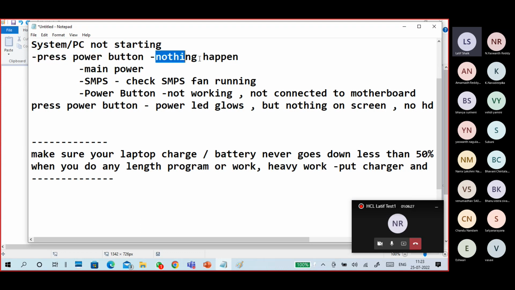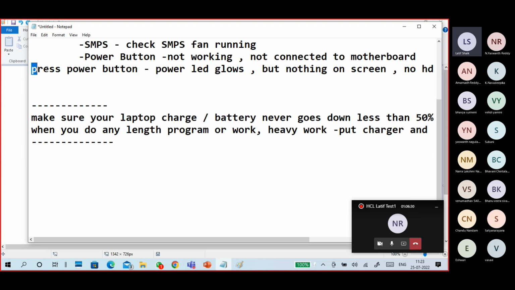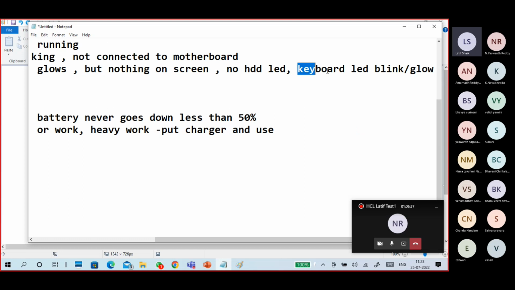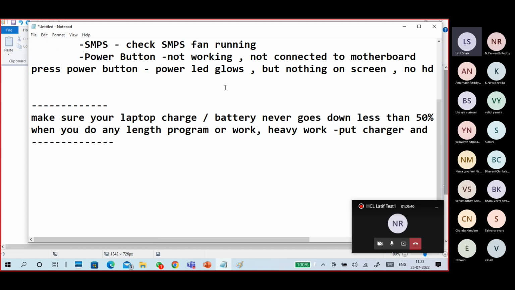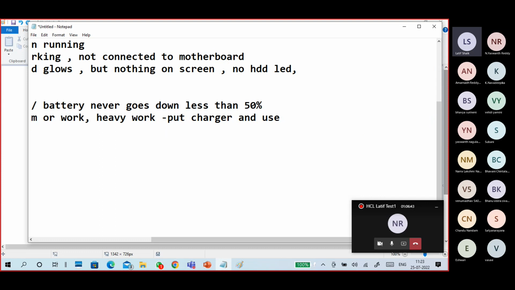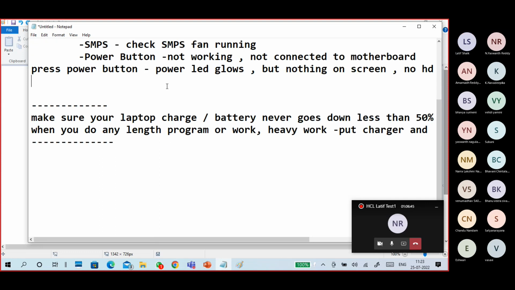You press the power button and nothing happens. Or you press the power button, the power LED glows, but nothing is on the screen, and the hard disk LED or keyboard LEDs are not blinking. What is the most likely cause? It is nothing but a POST failure. What is POST? Power On Self Test. It is a POST failure.